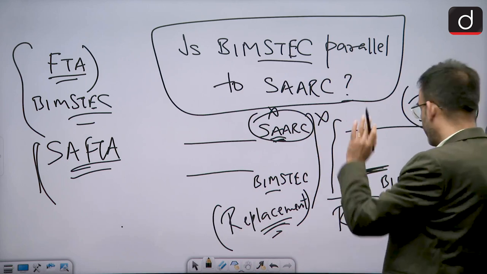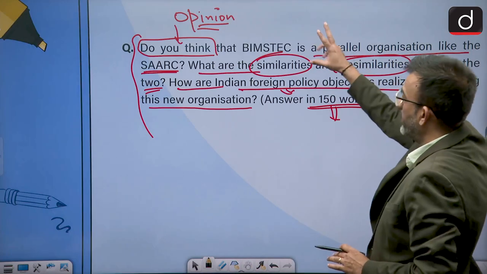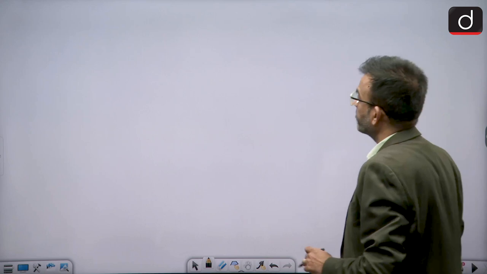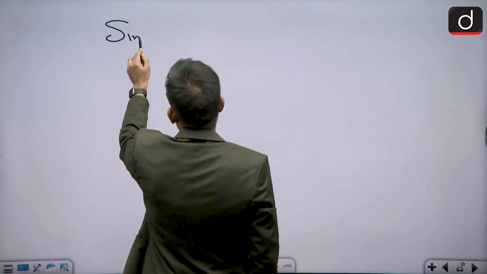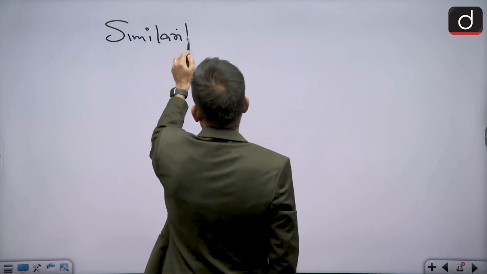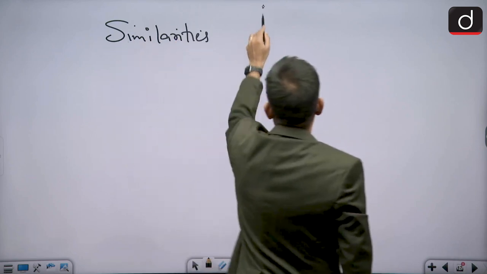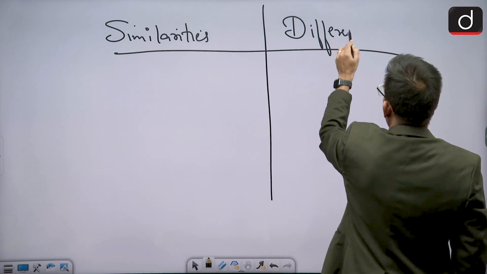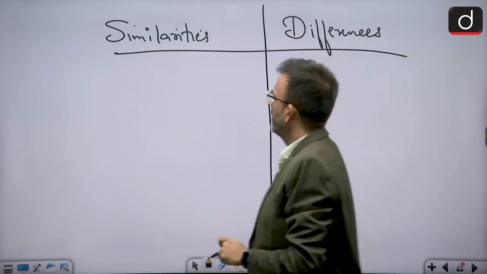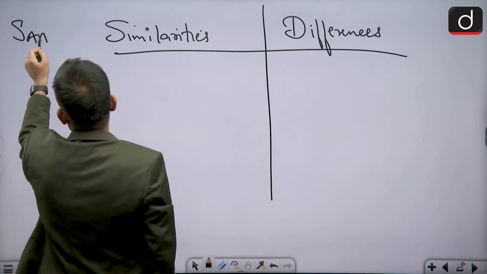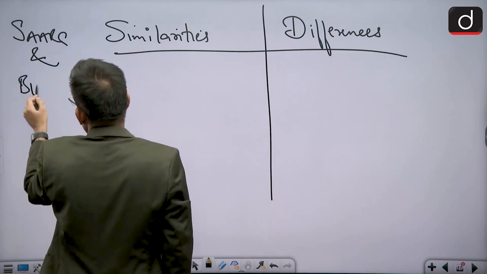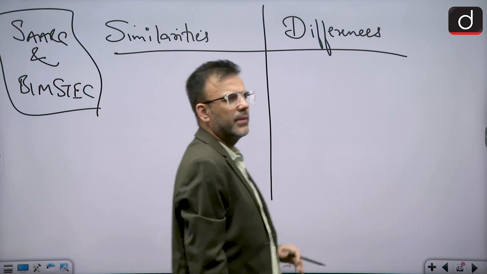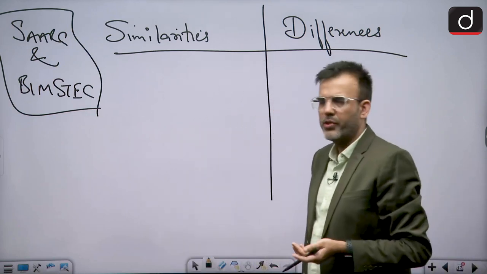So that was about the first part, whether BIMSTEC and SAARC are parallel. Now let's come to the second aspect: we have to draw some similarities and some differences, or dissimilarities, between SAARC and BIMSTEC. This is a very simple factual question, more or less.